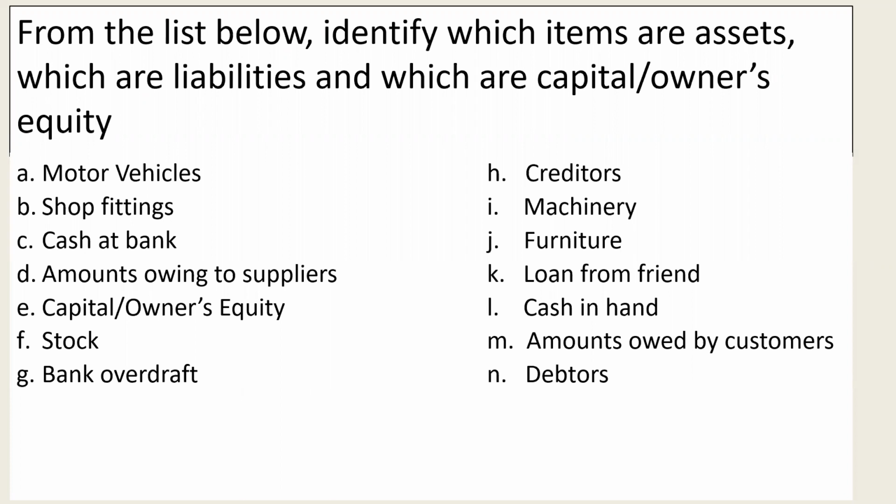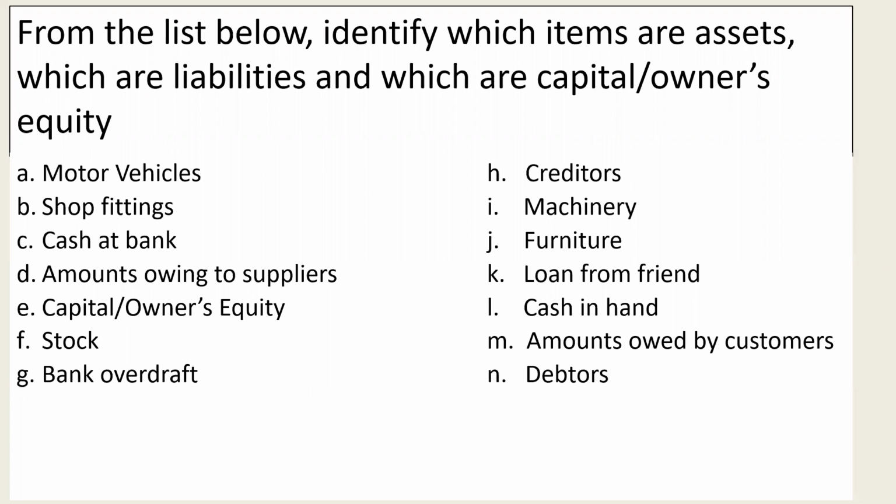And for those of you who don't know what shop fittings are, they're things like shelves or any kind of installation that has to be made in a business. If they need to refurbish or install anything new in the business, all that is referred to as shop fittings. So obviously that is going to be there for a while and it is referred to as a fixed asset. C, cash at bank, it's a current asset.